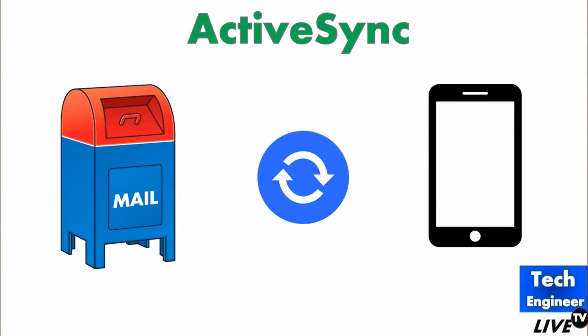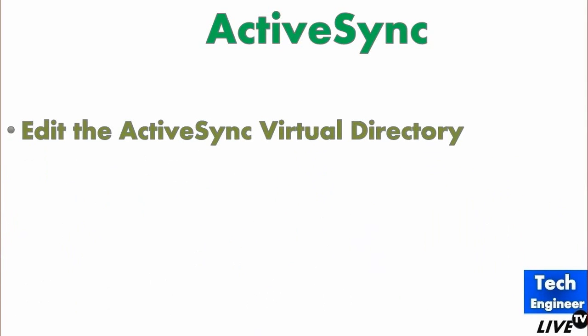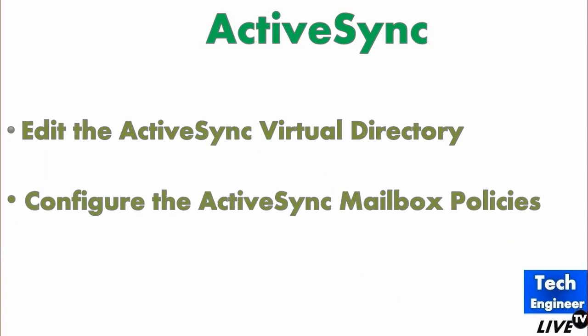All the mails, whatever it is, the sent items, the drafts, all that will start reflecting in your mailbox. In ActiveSync, the things we need to do are edit the ActiveSync virtual directory and configure the ActiveSync mailbox policies. These are the things that require configuration in ActiveSync. Otherwise, ActiveSync will work automatically.